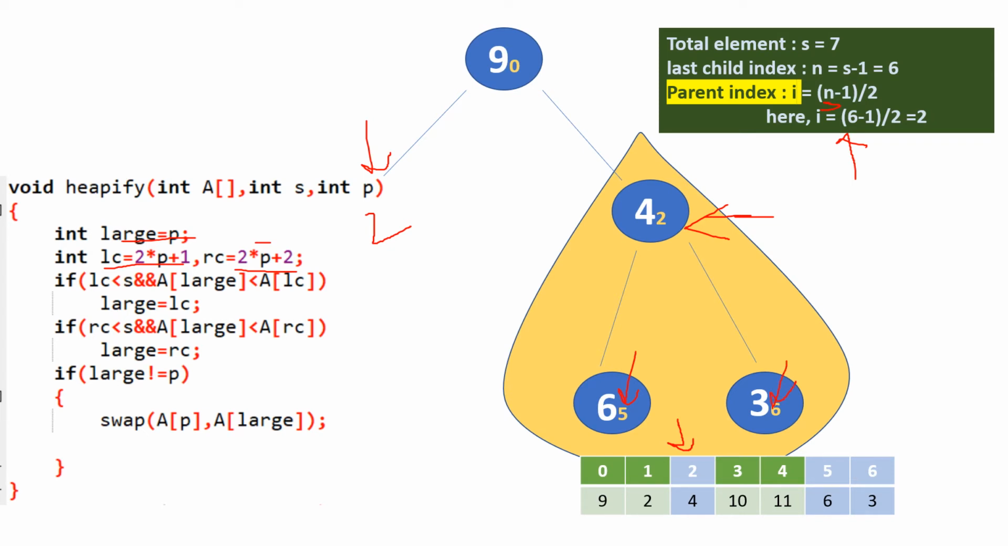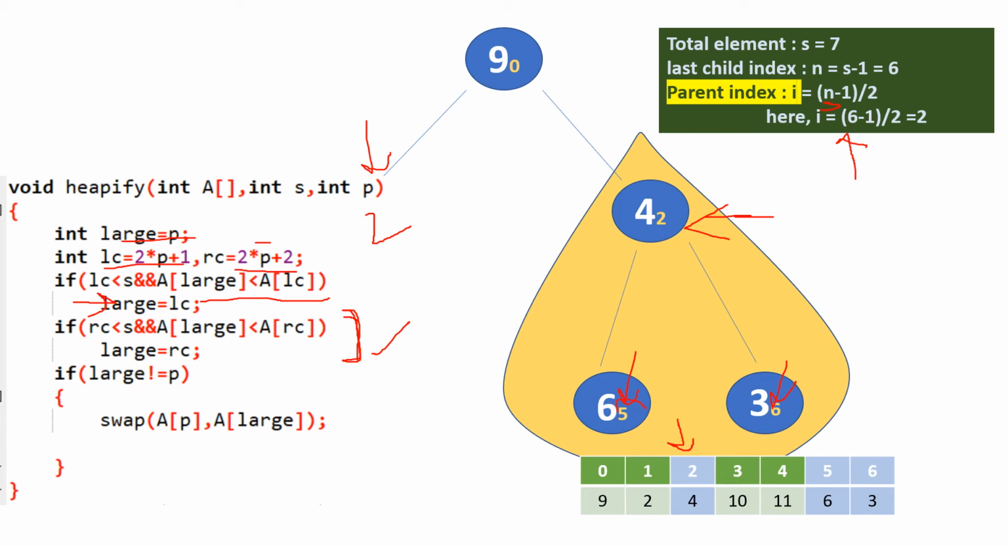And now we check if LC is less than S, and here A of large is less than A of LC, so you see that the parent is less than this. Yes, it is less than this. So now large will be changed, the value of large will become LC. And now we will compare this large again with RC. If we compare 6 and 3, then we get that 6 is larger. So this if condition is not satisfied, and it is obvious that it will not be satisfied because 6 is the largest element in this whole binary tree. So you will get that large has the value 5.